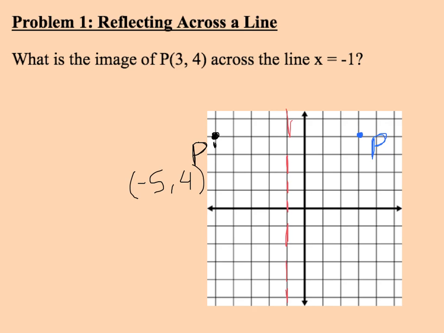Here, my line of reflection is at x equals negative 1. So if you move over 1, the tick mark for the x-axis is up and down. So you have to make sure to draw your reflection line up and down. And again, then you just want to count the distance from your original to your line, and then count the same distance from your line to your reflecting point.